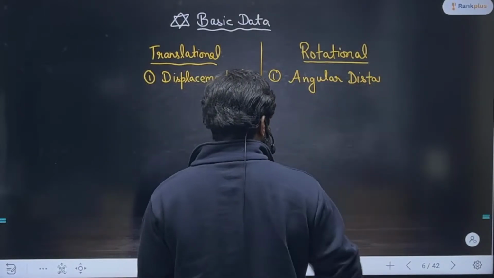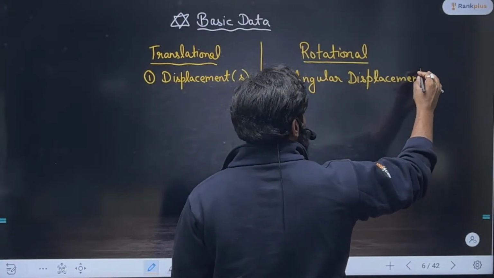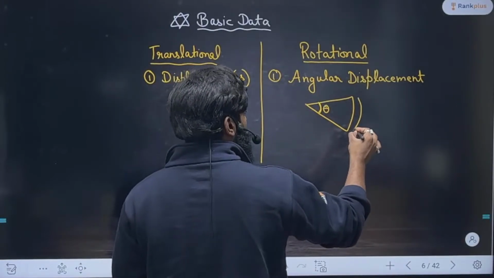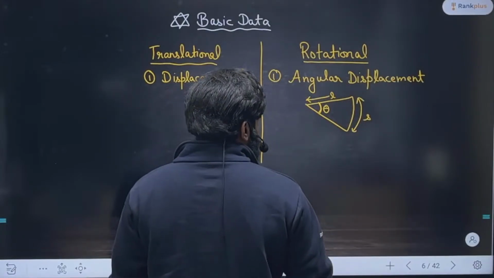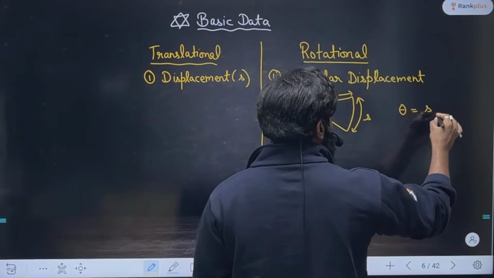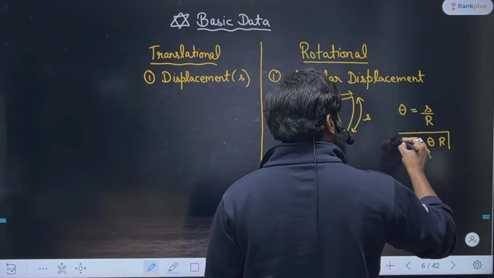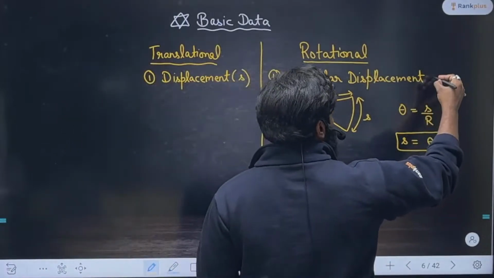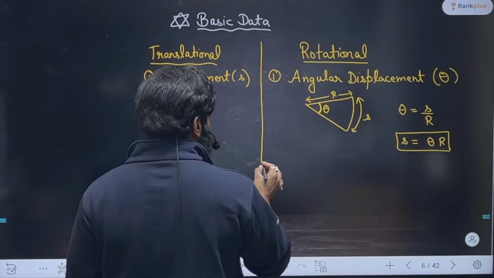Here we are having an angular displacement, and for the angular displacement, if this is theta, this is S, this is the radius. So you could write theta is equal to S by R, and S becomes theta R. Theta is basically the angular displacement, and the unit of theta you have to take in radian. SI unit here will be radian.